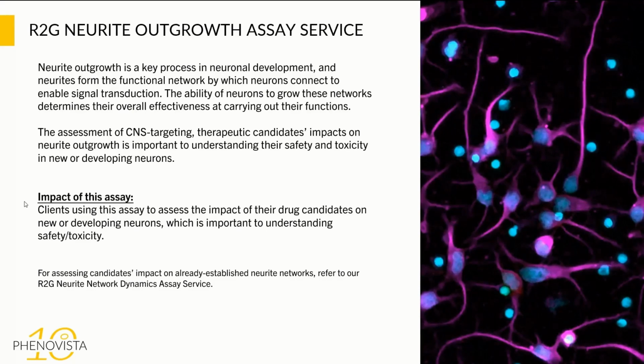For our clients that are more interested in how their therapeutic might be affecting already established neurite networks, we have a very similar assay on a different time scale. So that's the neurite network dynamics assay. And then the difference here is that for the neurite network dynamics assay, we pre-culture the neurons for 7 days. So those neurite networks are already established before treatment. So you get different answers with a very similar workflow here.